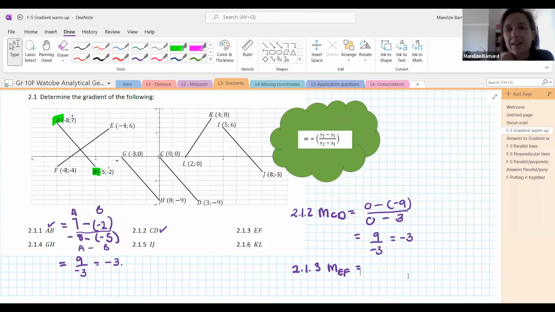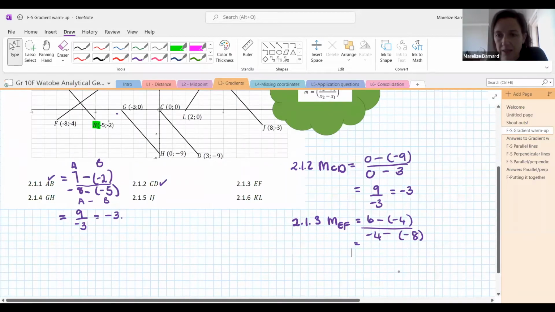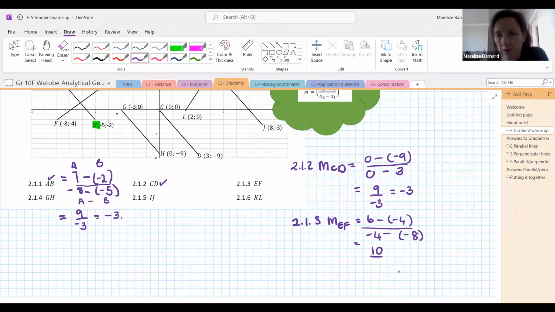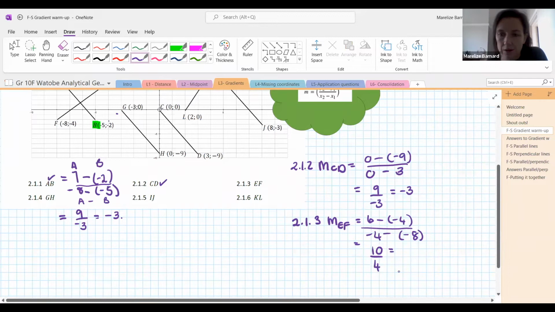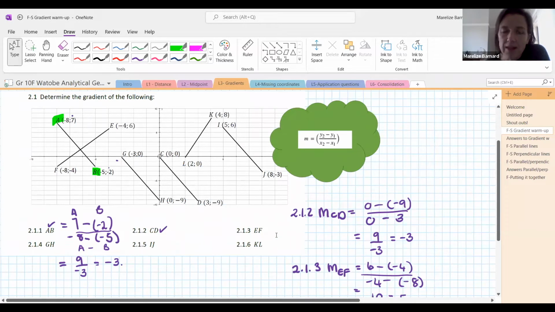Okay, so some of us are getting 5/2, some of us are getting 2/5. Let's see what it is. So for EF, we can go 6 minus minus 4 over minus 4 minus minus 8. And that gives me 10/4, which is 5/2. Remember, your y's go at the top and your x's go at the bottom. And if you simplify to 2.5, that is fine too.